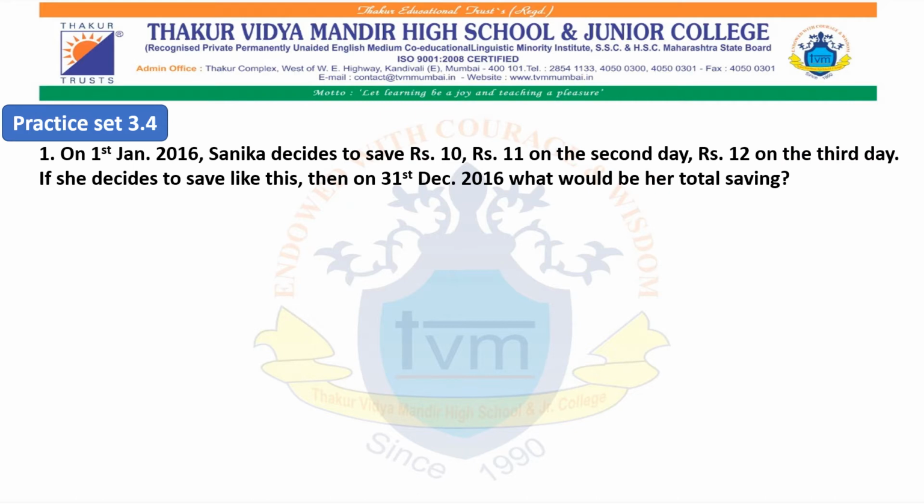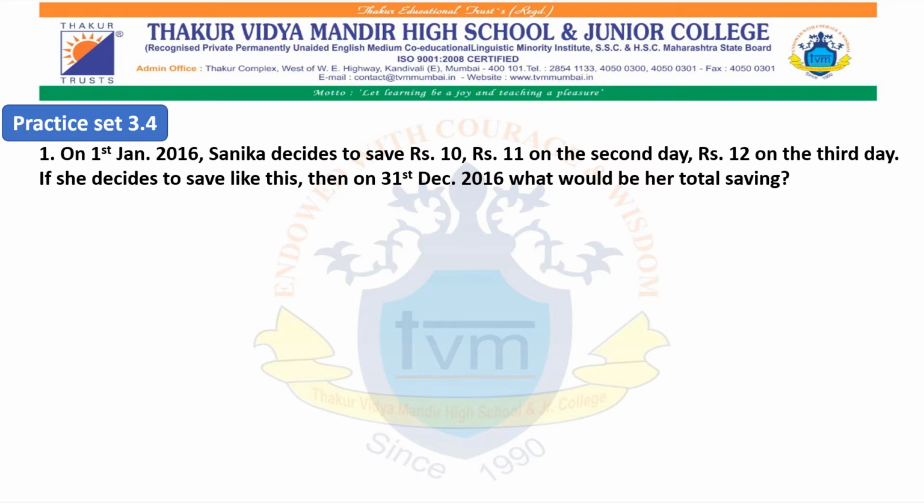On 1st Jan 2016, Sanika decides to save rupees 10, rupees 11 on the second day and rupees 12 on the third day. In this sum, they had given us information about Sanika's saving. If she decides to save like this, then on 31st December 2016, what would be her total saving?